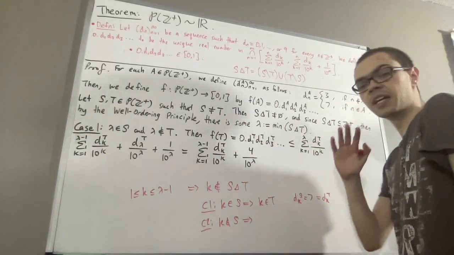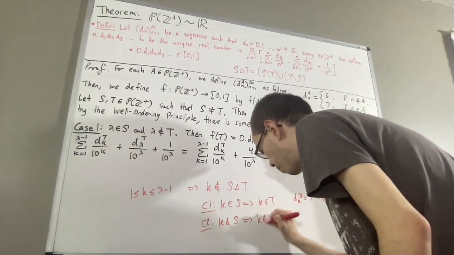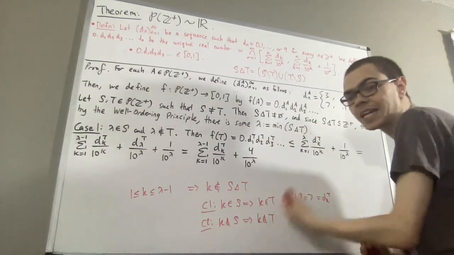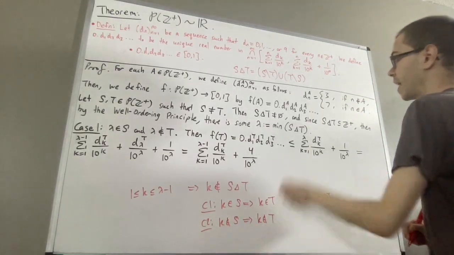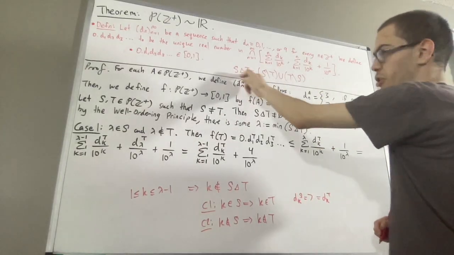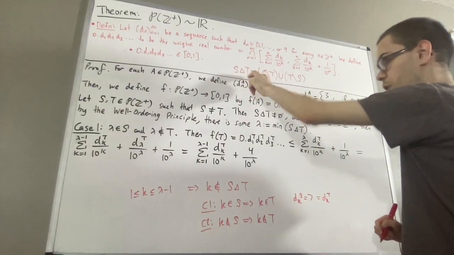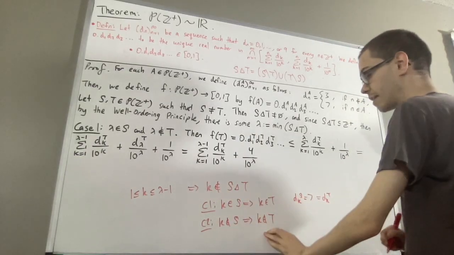Well then, k must be not an element of t, right? Because what goes wrong if k is an element of t? If k is an element of t, then that means k must be an element of t set minus s, which means k is an element of the symmetric difference of s and t, which gives us a contradiction. So yeah, k is not an element of t.